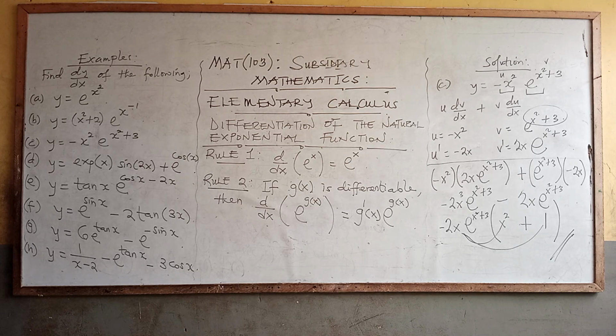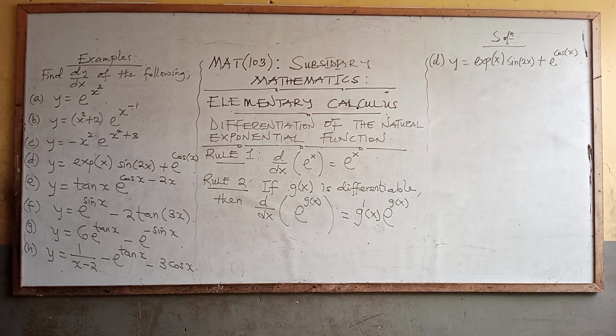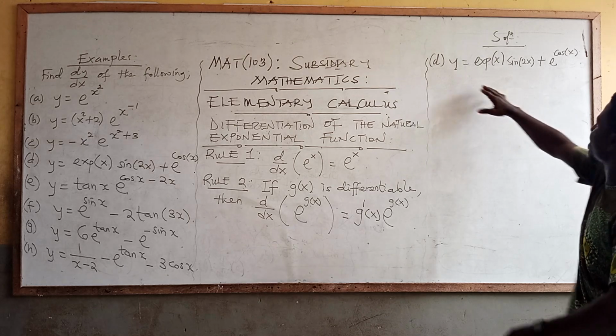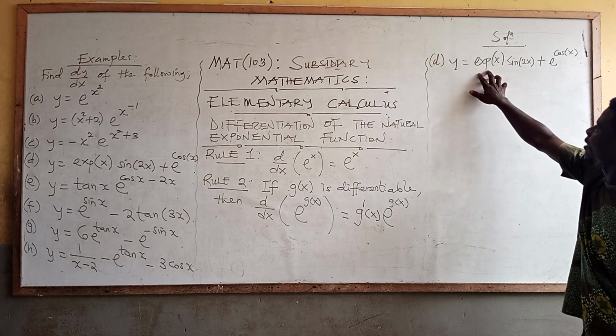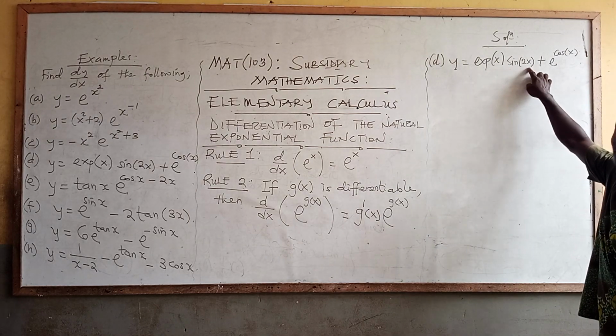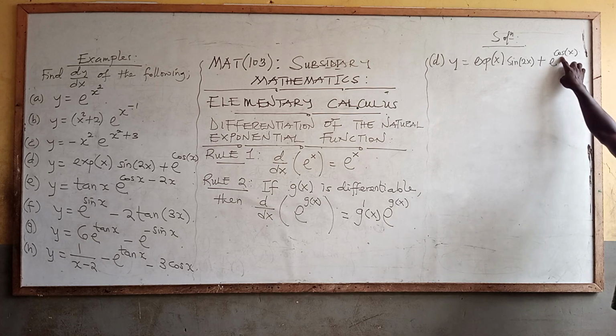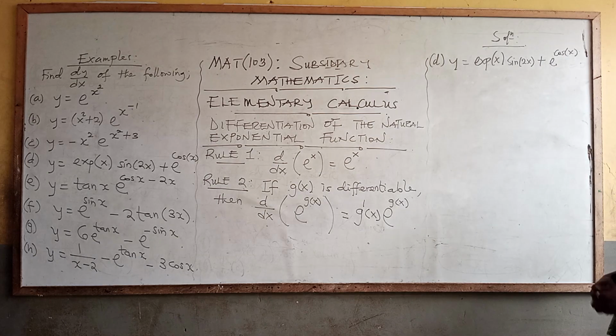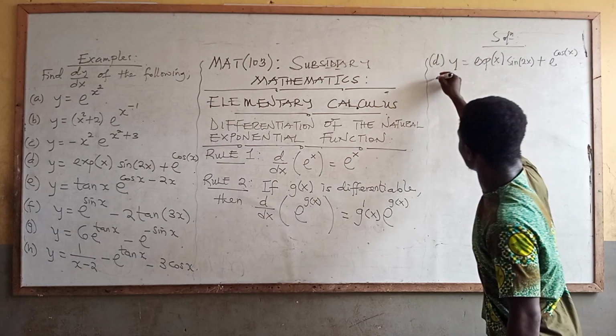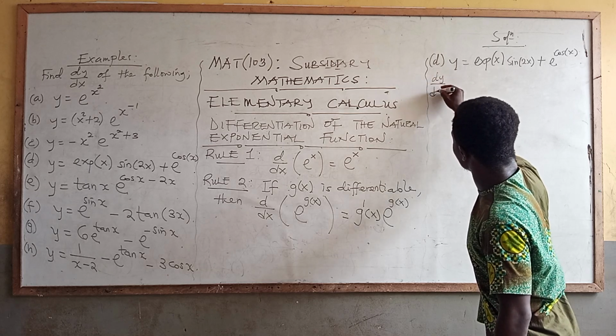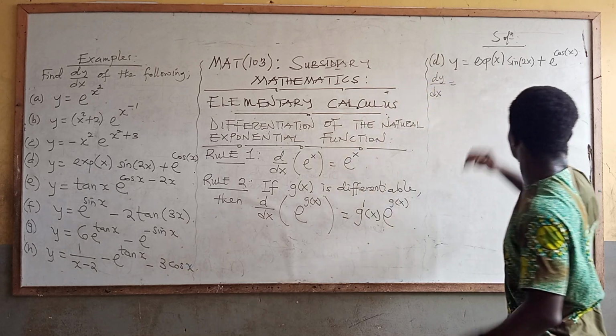So let's move on to question D. Question D. All right, so let's see. We want to find dy/dx, given y equals e to the x sine 2x plus e to the what? Cos x. So don't forget. Very, very simple. dy over dx must be equal to.